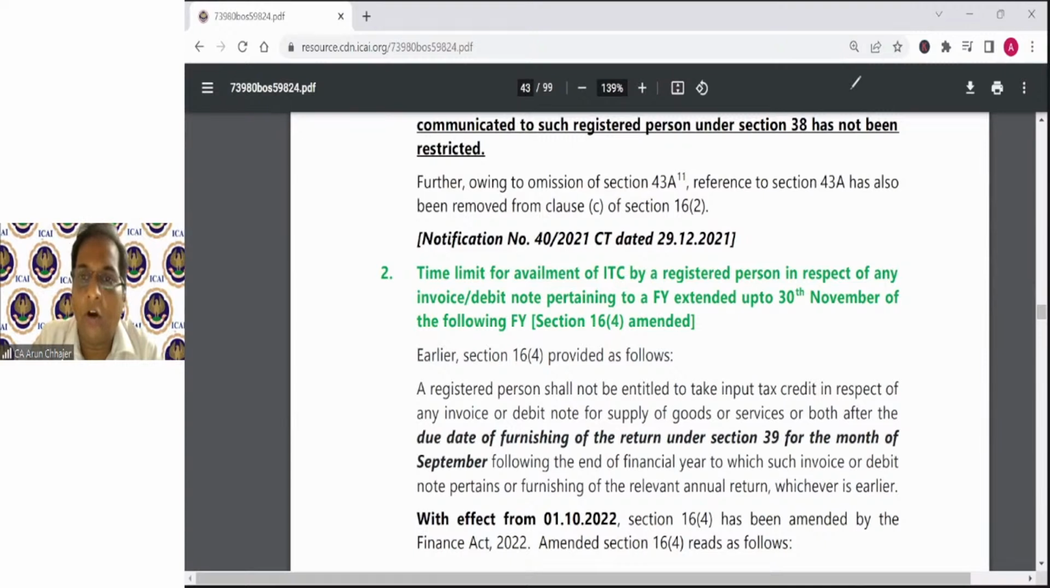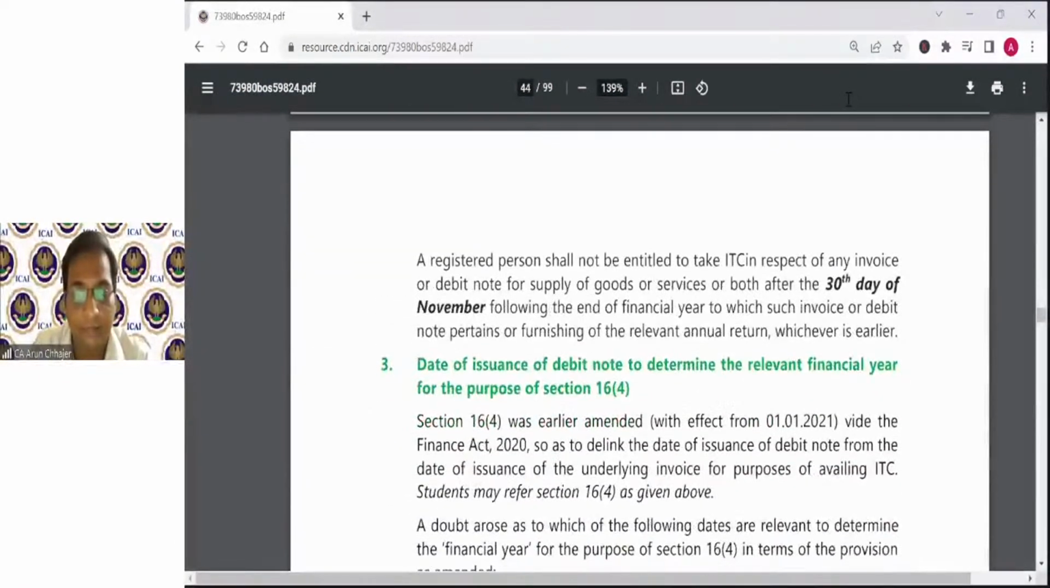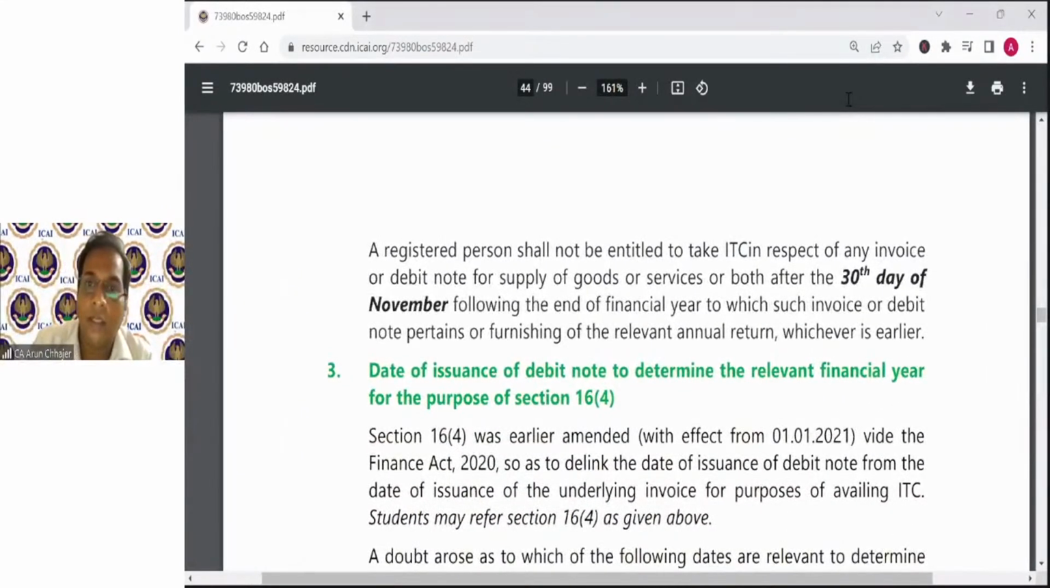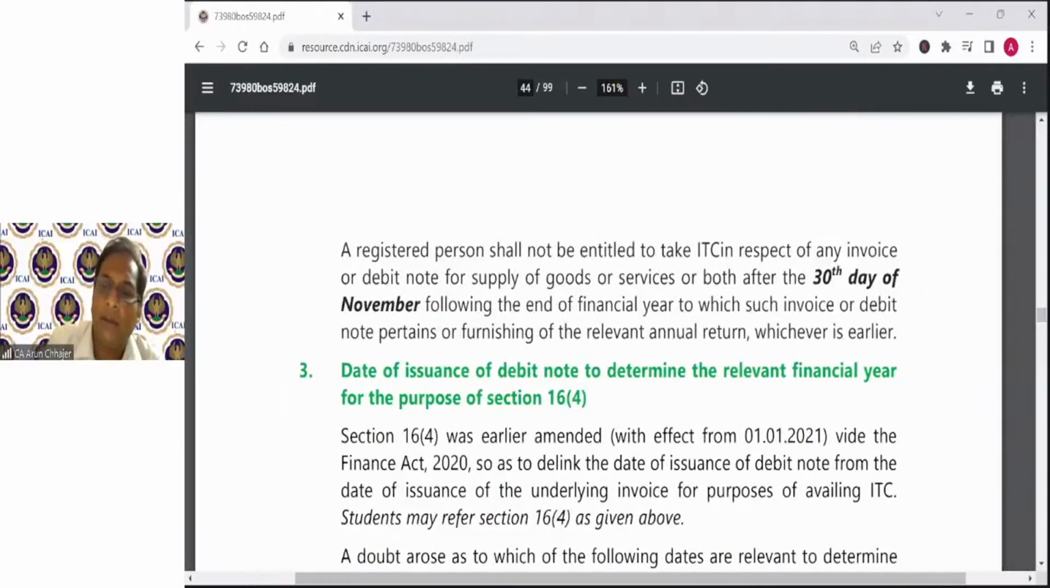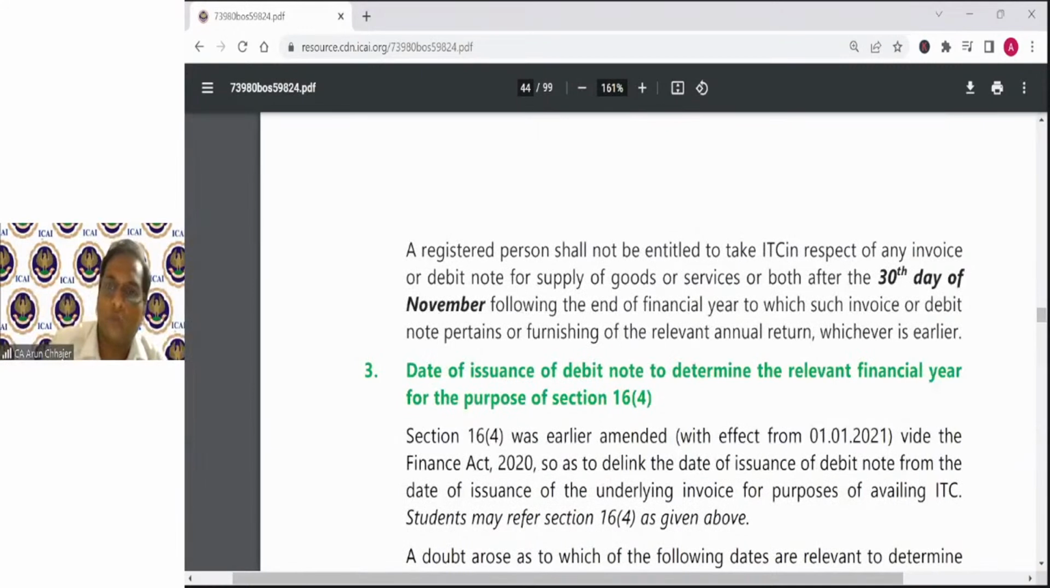The time limit for ITC by the registered person is extended to 30th November or furnishing of the annual return, whichever is earlier. Correct. This we have discussed in 16(4), and we have also covered one practical MCQ. Okay, this one is also covered. That was a very old amendment.